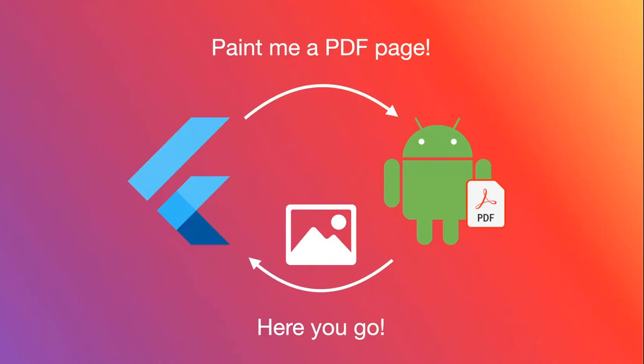It sends a message to Android and says, hey, would you please render this page of the PDF to an image and then send that image back to Flutter in some way, and we're going to show the image of the PDF page. That's how a PDF viewer works in Flutter. So that's what we're going to build.